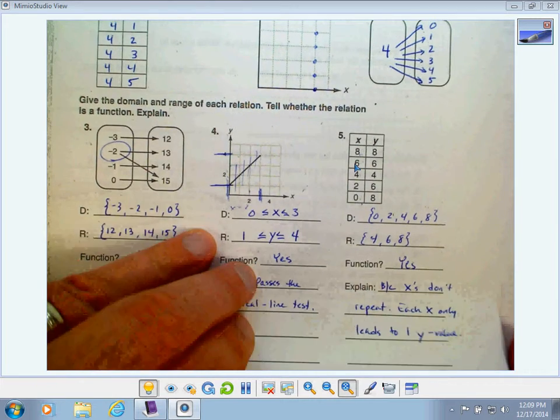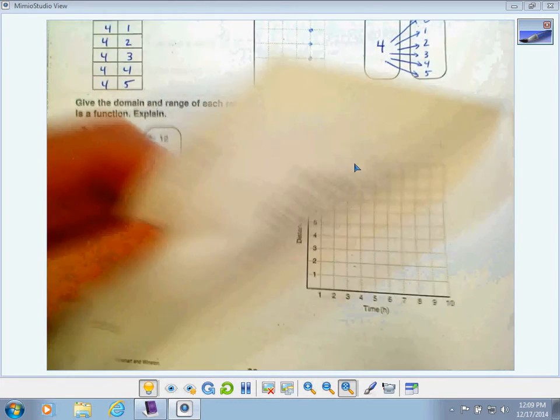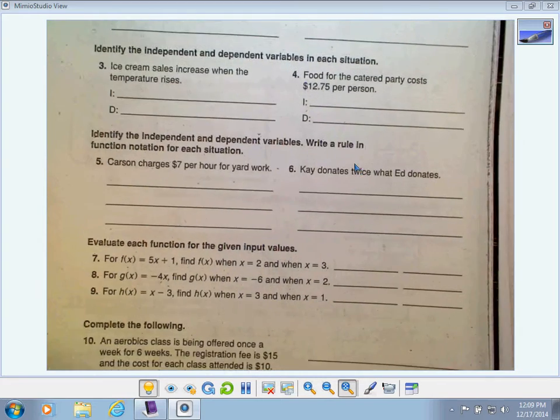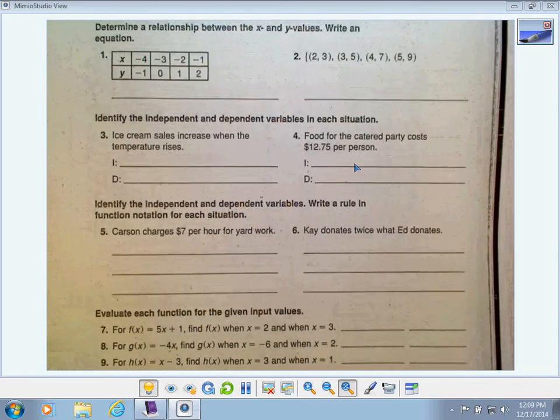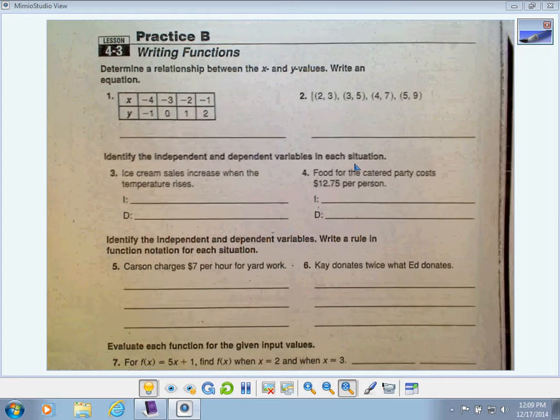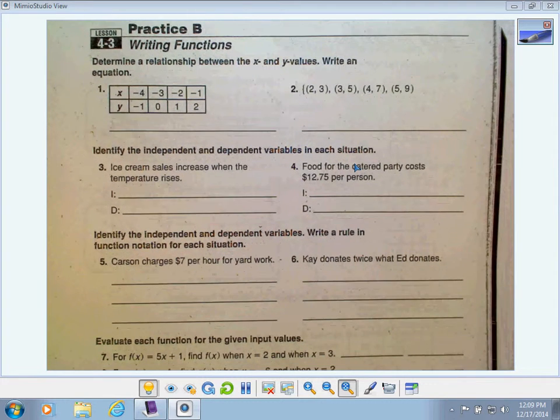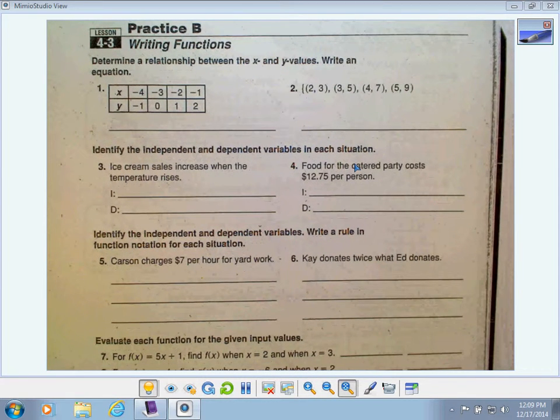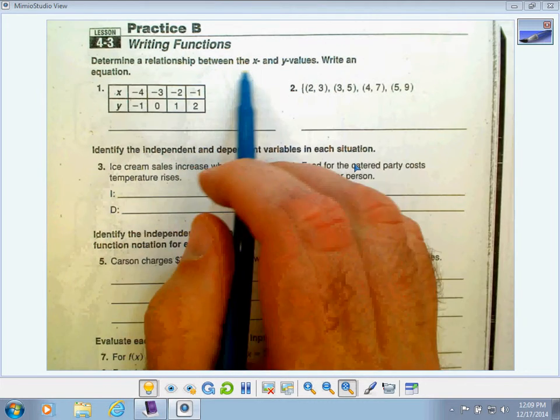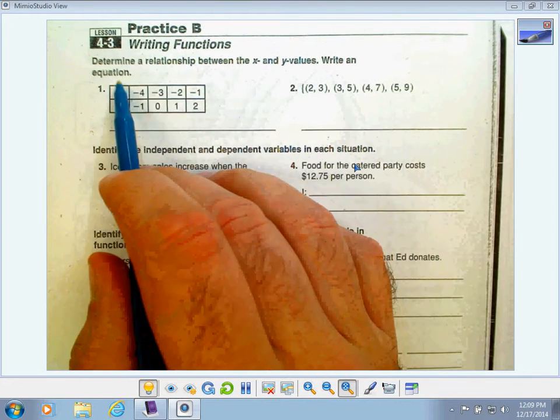So let's go on to the next page of this, where I think there is some difficulty, probably the hardest stuff on the test. This was on writing functions. The goal here was to be able to write something in function notation. So if we look at a problem like number 1, it says determine the relationship between the x and y values and write an equation.